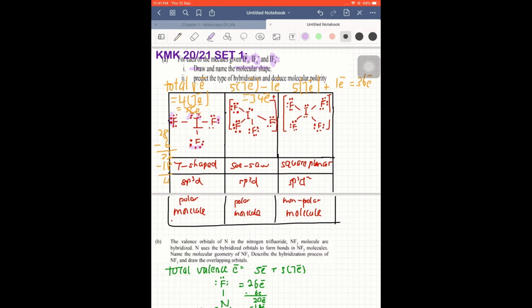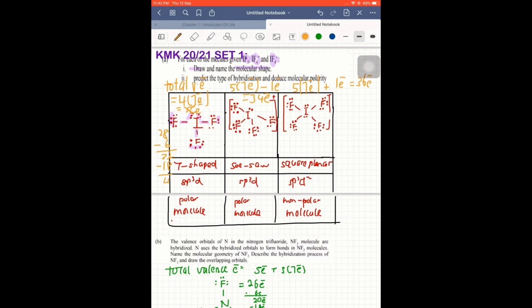You can see why iodine has a total of 10 electrons: it is because iodine has the 3d orbital, which can achieve the expanded octet. It means that iodine can have more than 8 electrons. Okay, clear?